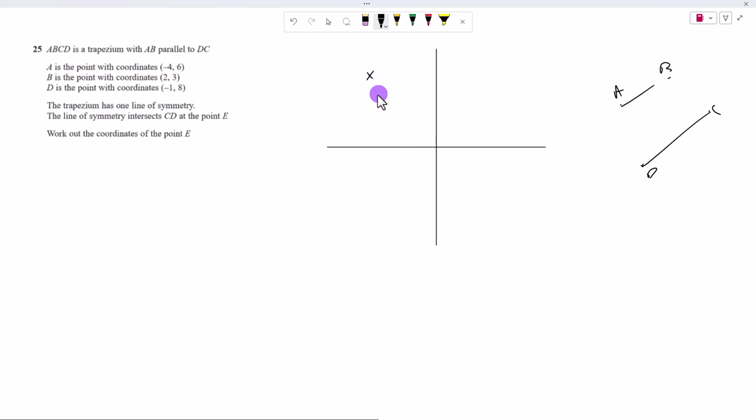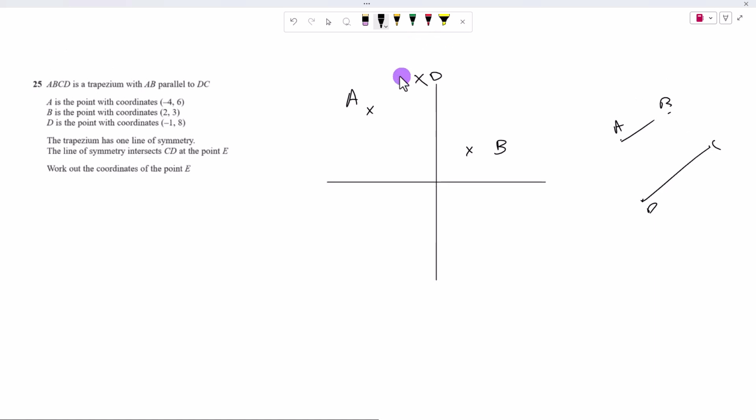Doesn't have to be exact. Okay, that's my A. And I've got 2, 3. 2, 3 is going to be around about here. And that's going to be my B. And I've got D is minus 1, 8, is going to be up there somewhere. And that's my D. So if we know that AB is parallel to DC, we know that C is somewhere over here. Or it could even be over here. It all depends. But we know it has one line of symmetry, so it's not likely to be over here. So we know we're going to have a line of symmetry going down here.